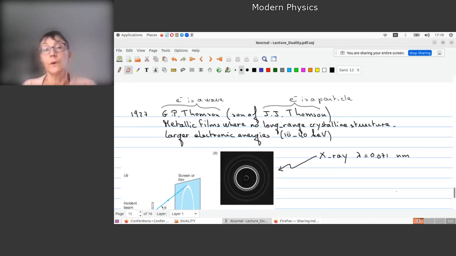10 to the, I will put here fraction of kilo electron volts, to 40 kilo electron volts.